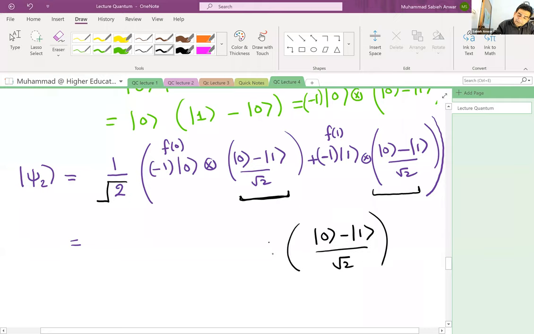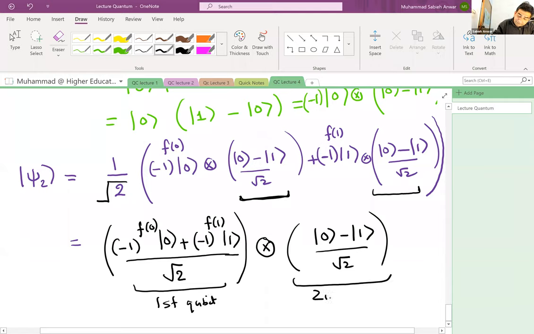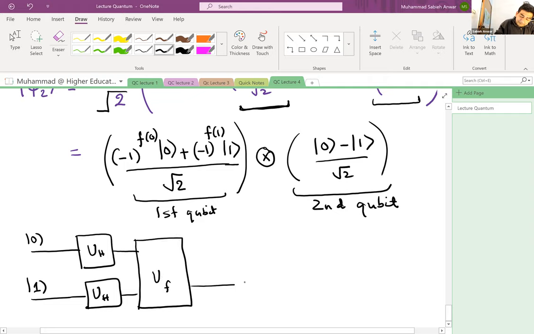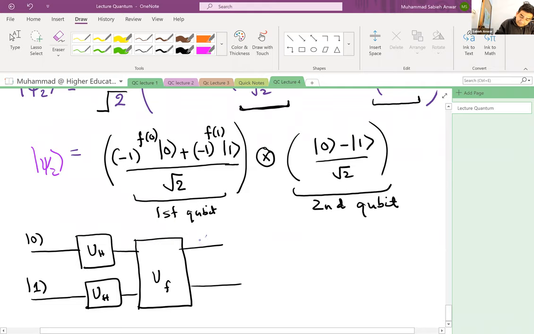So I can factorize out the second qubit, just like you do factorization in normal algebra. Whereas the first qubit is in the following state: 1 over root 2 times (minus 1 raised to power f of 0, ket 0, plus minus 1 raised to power f of 1, ket 1). So this is my first qubit. This is my second qubit. I'm going to redraw the circuit here because I don't want to scroll up again. Hadamard gate on the first qubit, Hadamard gate on the second qubit. The first qubit was initialized as ket 0, the second as ket 1. Then I have a function evaluation, Uf. And the state over here is psi 2.